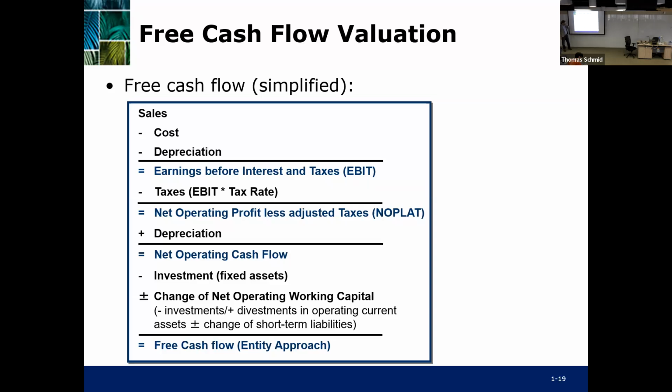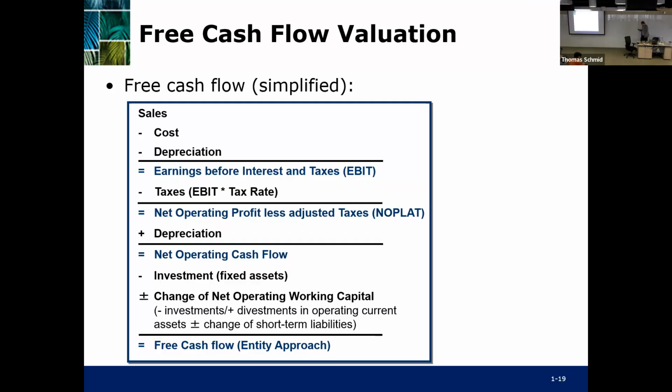From the net operating cash flow, we also subtract other things that are cash relevant, which is investments. So again, this would be the machine that I buy. If I buy the machine for 1 million, I have a cash outflow of 1 million. So net operating cash flow minus investments, plus minus the change of net operating working capital. These are investments, for example, in inventories. If I buy inventories, then I have a change of net operating working capital, a cash outflow, which is again obviously cash relevant. So this whole thing here then gives us the free cash flow in the entity approach.